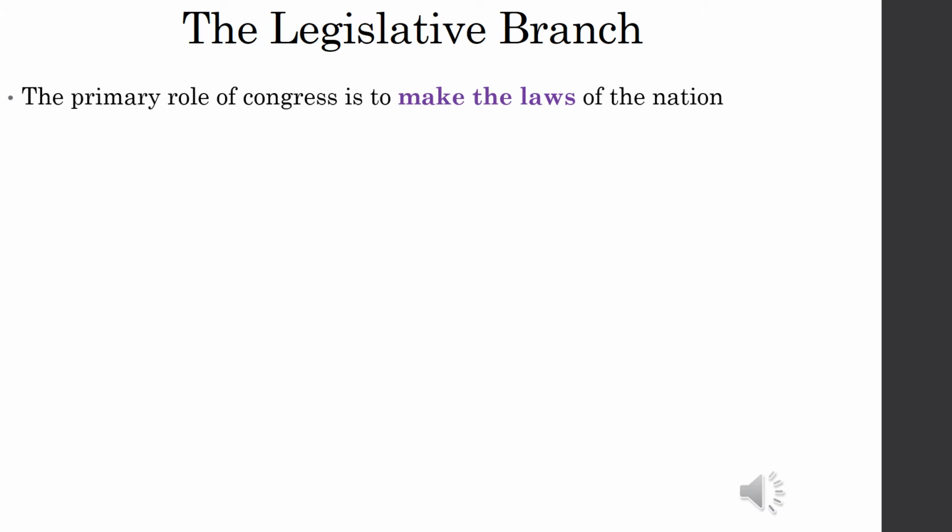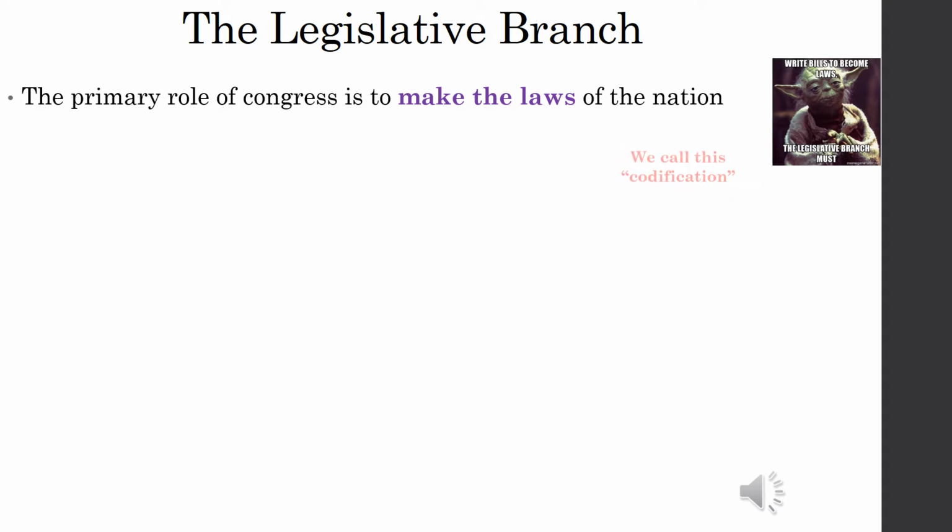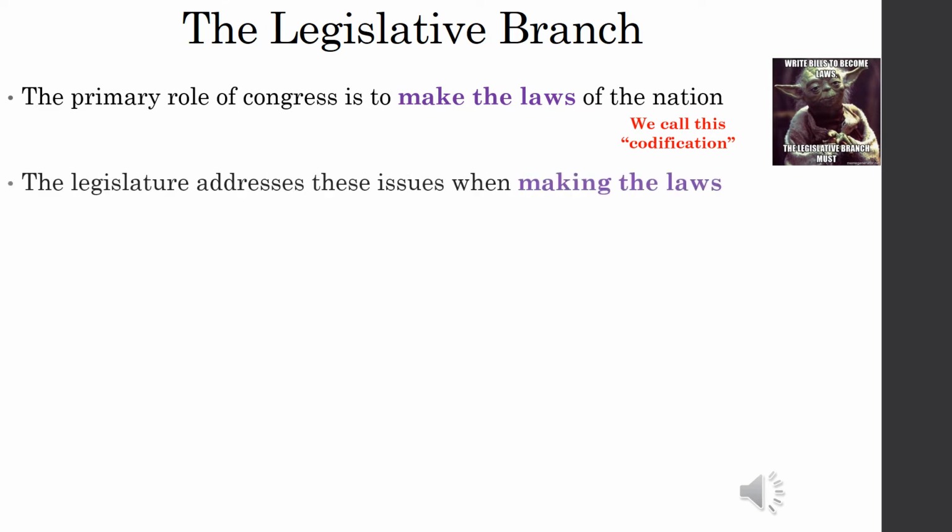The primary role of Congress is to make the laws of the nation, or as Yoda says, write bills to become laws. The legislative branch must. In this process of writing bills, we call this codification. Without Congress, there are no laws on which we will run our nation. Well, what can Congress do in making these laws? A lot.